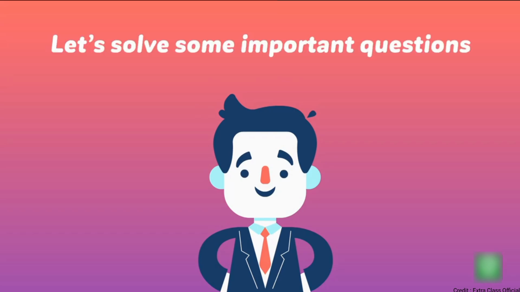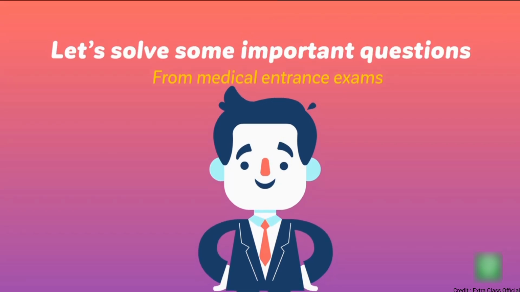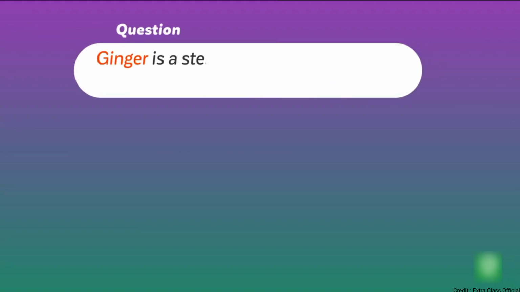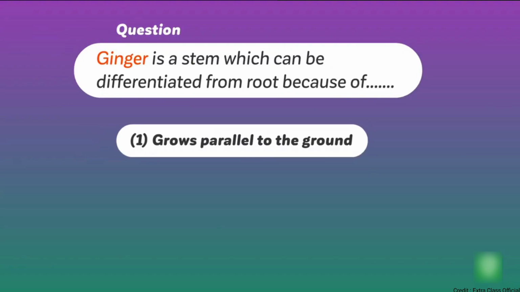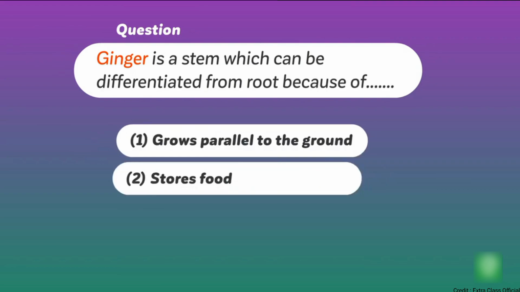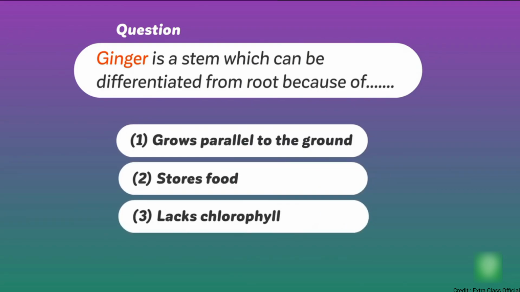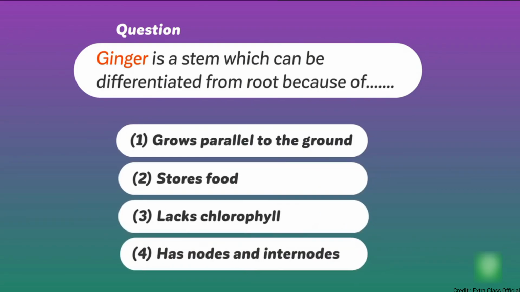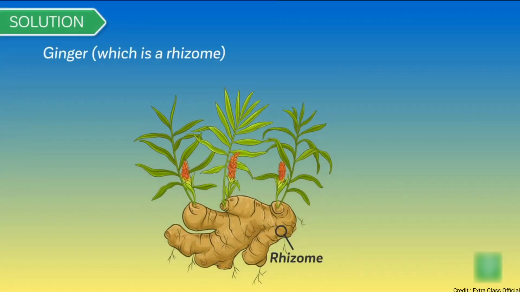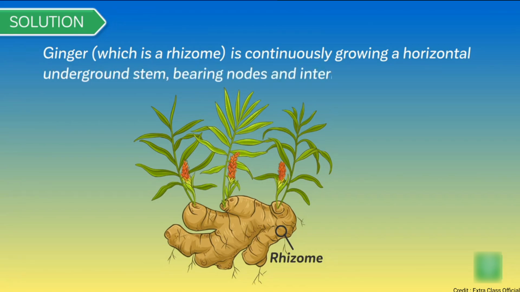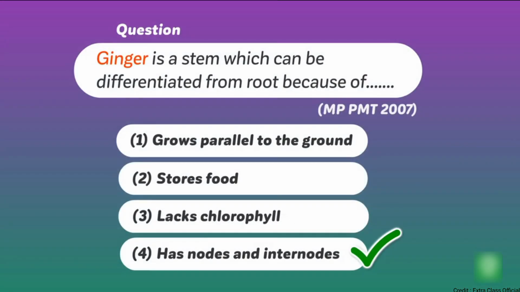Let's solve some important questions from medical entrance exams. Question: ginger is a stem which can be differentiated from root because of: Number 1. Grows parallel to the ground. Number 2. Stores food. Number 3. Lacks chlorophyll. Number 4. Has nodes and internodes. This question was asked in MPPMT 2007. Solution: ginger, which is a rhizome, is a continuously growing horizontal underground stem, bearing nodes and internodes. Hence, option 4 is the right answer.